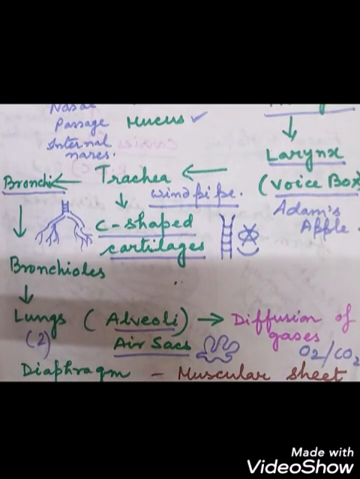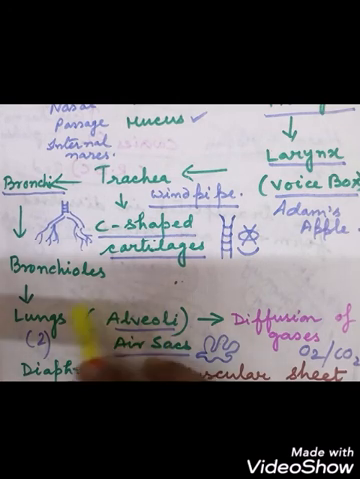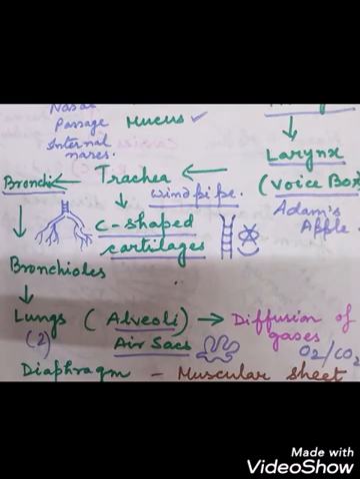Now there is one pair of lungs in our body, and these are made up of alveoli, that is the air sacs, the sac-like structures which contain air and which help us in diffusion of gases. So that is the air sacs, which is alveoli. Each lung is made up of millions of alveoli, and here diffusion of gases takes place.